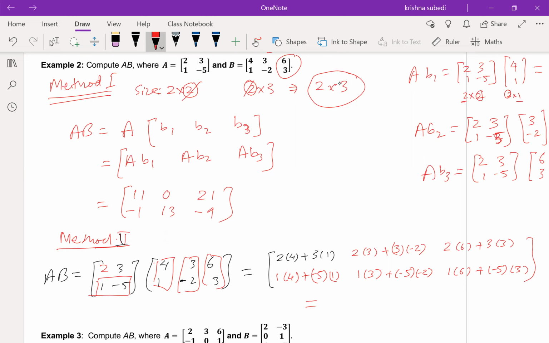And I should get the answer now. The first one will be 8 plus 3 is 11. Then this one is 6 and 6, it will be 0, negative 6, positive 6. This will be 12 plus 9 is 21. And this one should be 4 and negative 5 will be negative 1. And this will be 10 plus 3, 13. And this would be negative 9. Okay. So you can follow any one of these methods. Which one you like, by the way?